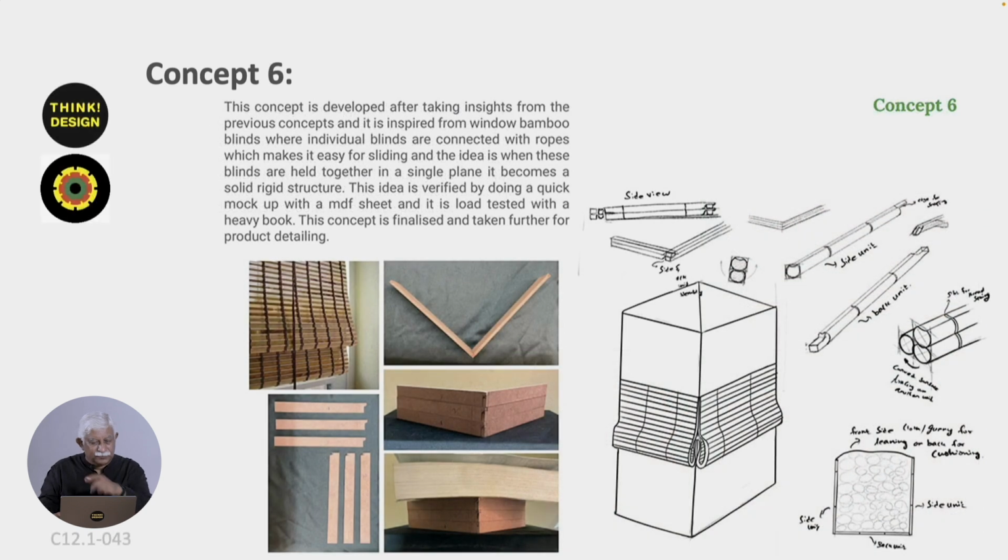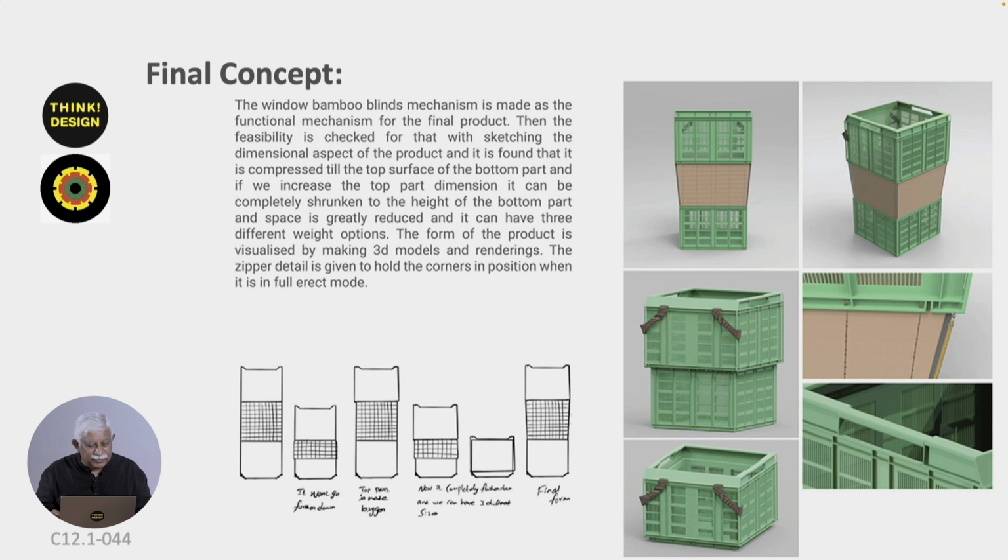And finally, it came to concept 6, where it was made out of 3 parts. Blinds were something very interesting because blinds can expand and contract. So, if I can make use of the principle of the blind, in the middle it can become a smaller container and a larger container. So, now this was kind of the final concept.